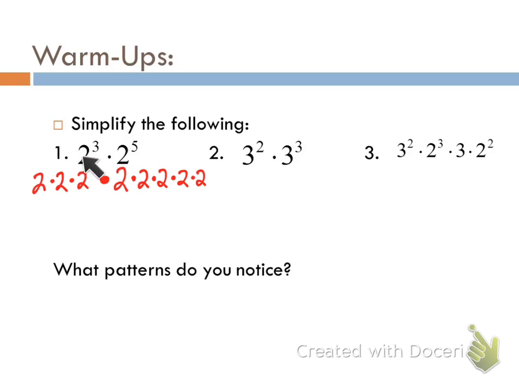Okay, for 2 cubed, 2 times 2 times 2, what does that give us? 8. Times 2 to the fifth is 32. Our last step is to multiply those together. Ellie? 256. Good. All right, on the next one.